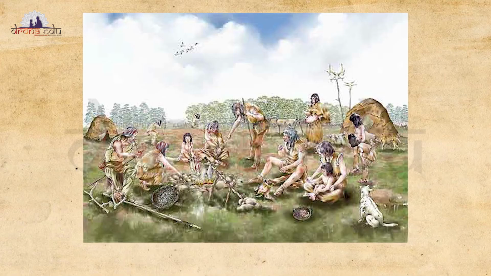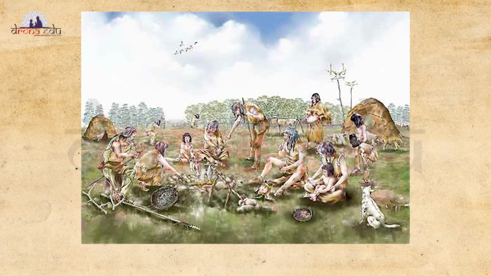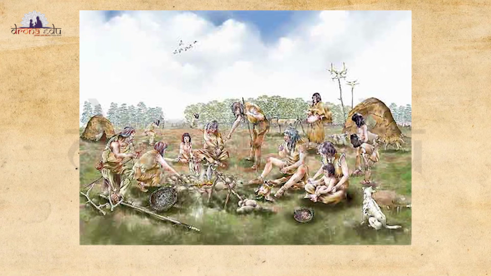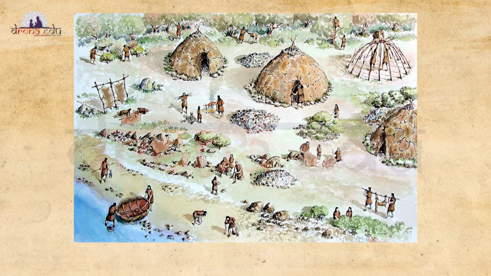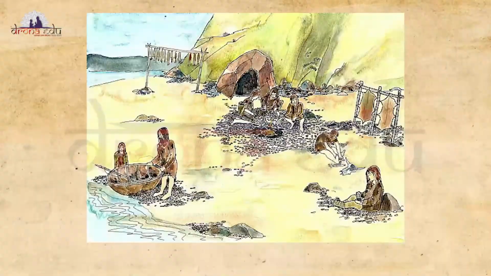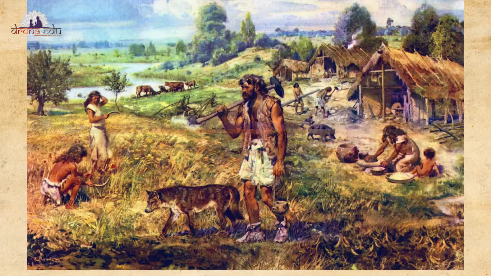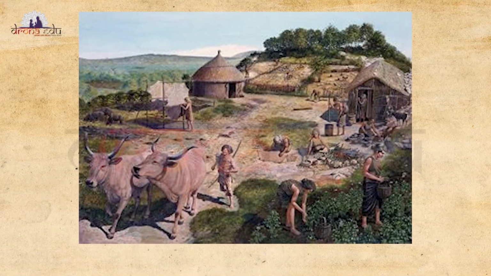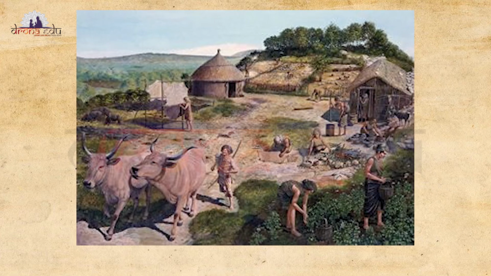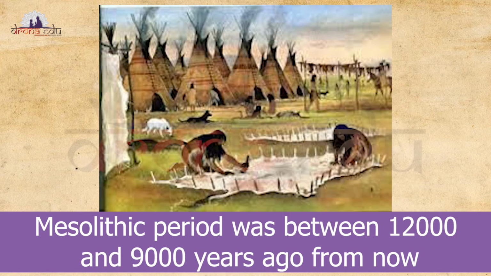So there are some places where the Mesolithic age was found. For example, Madhya Pradesh, Karnataka, Rajasthan, West Bengal, Andhra Pradesh and Uttar Pradesh. So these are a few important places of this age. The Mesolithic age period was between 12,000 and 9,000 years ago from now.